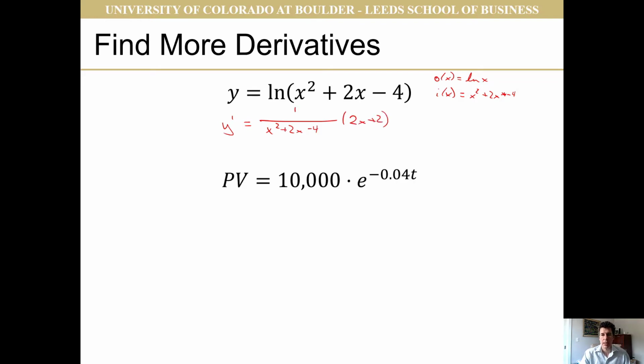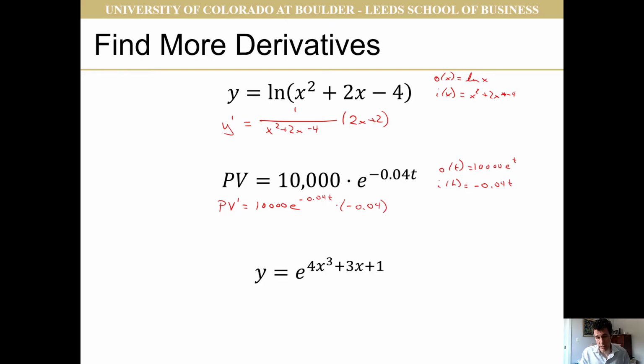Next problem. PV equals 10,000 e to the negative 0.04t. All right, for the outer function, we want to be able to take the derivative, so I'm choosing 10,000 e to the t, because I know how to take that derivative. The inner function then is negative 0.04t. So the derivative here is 10,000 e to the inner function, negative 0.04t, times the derivative of the inner function, negative 0.04.